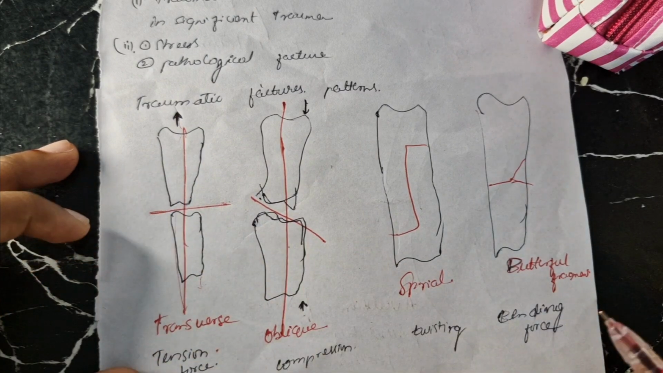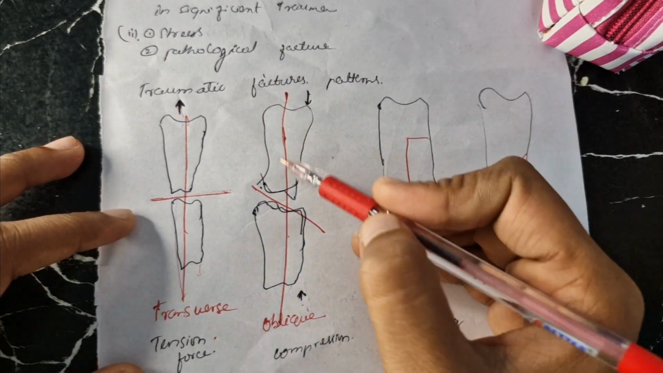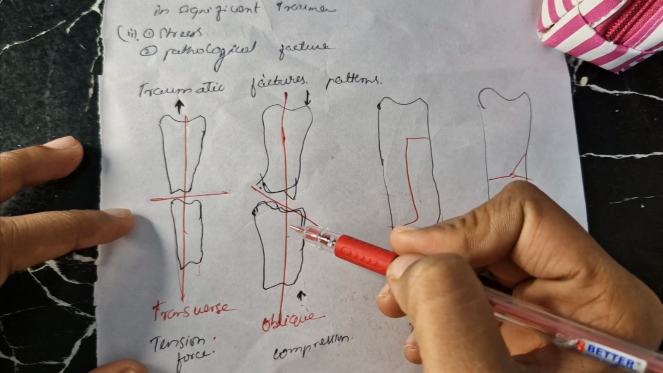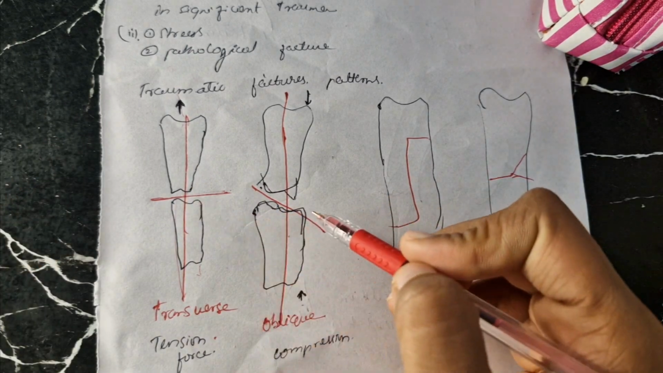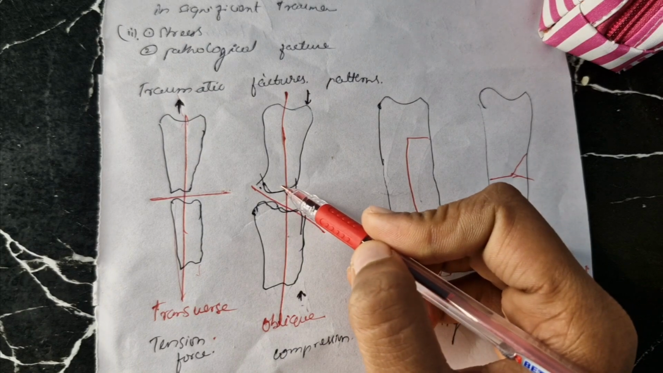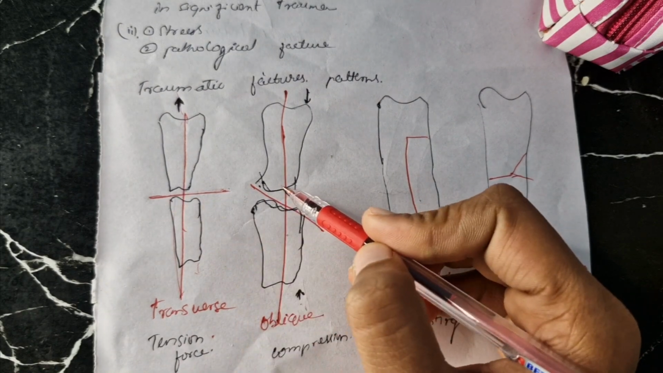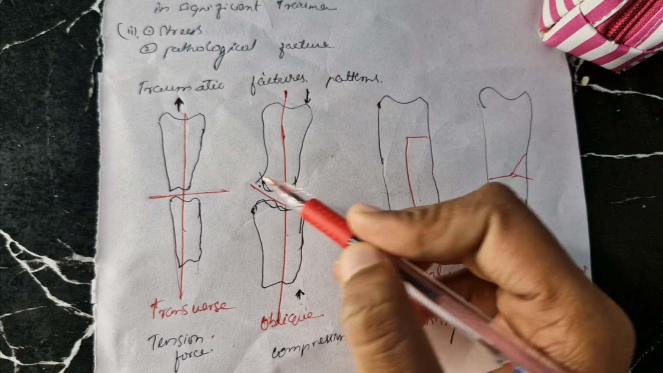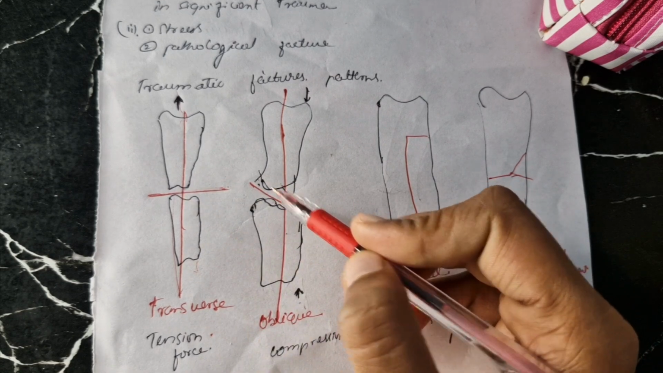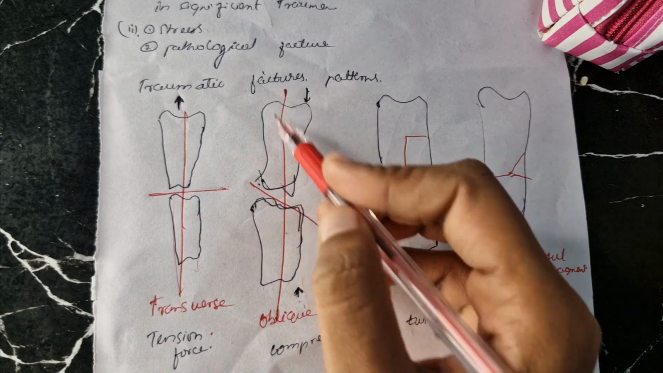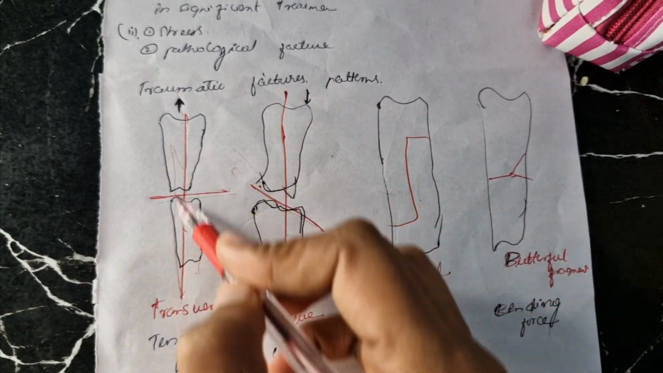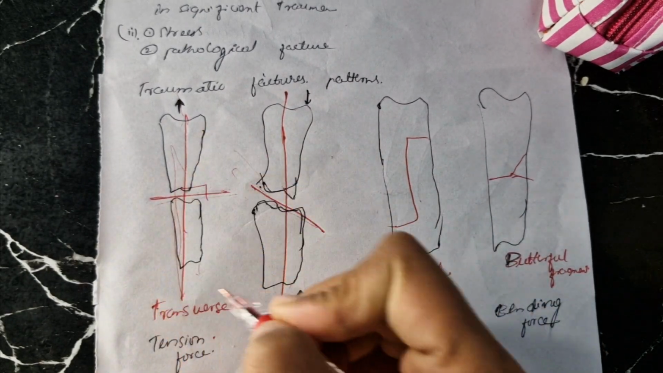In the case of an oblique fracture, there will be less than a 30-degree angle with the long axis. If it is more than 90 degrees on one side and less than 30 degrees on the other side, then it will be oblique. This is because of the compression force. This is oblique. This is a transverse, which will be perpendicular to the long axis of the bone.